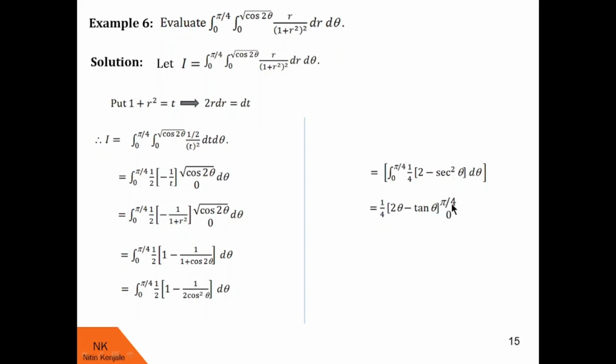So after putting pi by 4 in theta, we get 2 into pi by 4, that is pi by 2, minus tan pi by 4, which is 1. Minus, after substituting 0 in theta, we get 0 minus tan 0, that is 0. That I neglect to write. So after simplifying, we have answer as 1 by 8 pi minus 2. This is value of the given integral.